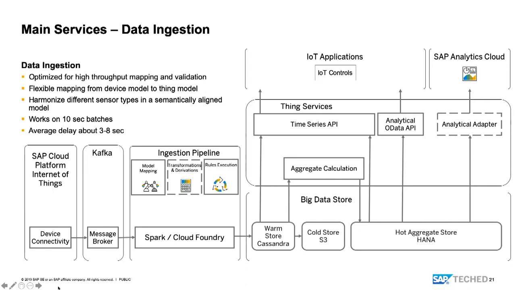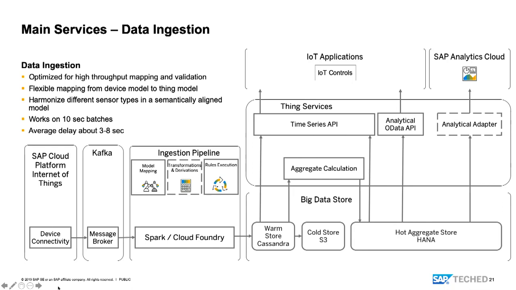Then we go to the main ingestion pipeline, which at the moment is in Spark, another big data best practice component for distributed computing. What you can do in Spark is a lot of calculations distributed over different nodes. So again, it can take a lot of data at the same time and process it. So what is happening there? Well, first of all, the mapping of the models, the device to the thing model, is happening there. And then rules are executed. We'll cover the rules later.